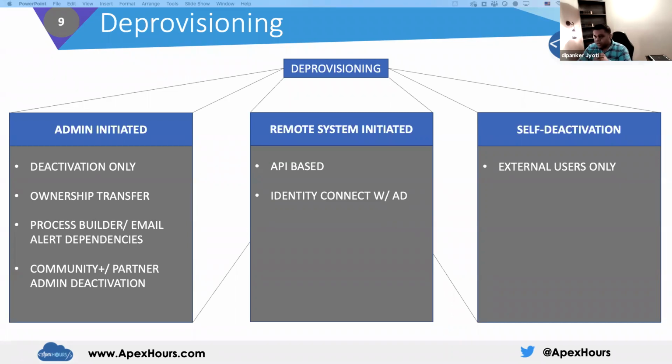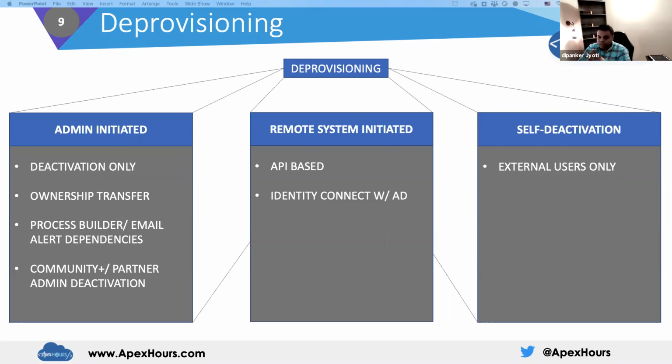Another product that Salesforce provides that also allows for deprovisioning, but you need Microsoft Active Directory with it, is Identity Connect, which is their add-on product. It has a synchronization where deleting or disabling a user in Active Directory synchronizes the activation and deactivation within Salesforce if you're using Identity Connect. And then when it comes to self-deactivation, it is only for external users via community access.